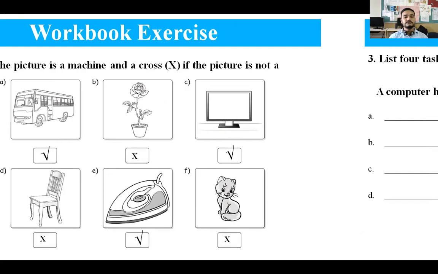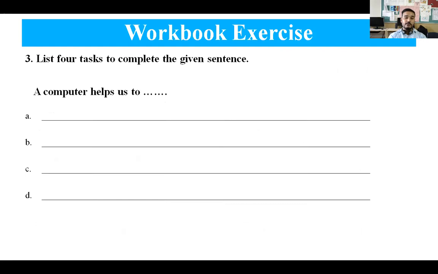Got it? The next question, here you have to complete the given sentences. The first sentence is computer help us to, and then four sentences are given. So you have to write four uses of computer. Where computers are used, first use that we are going to write is for drawing and painting. So this is the first use of drawing and painting.